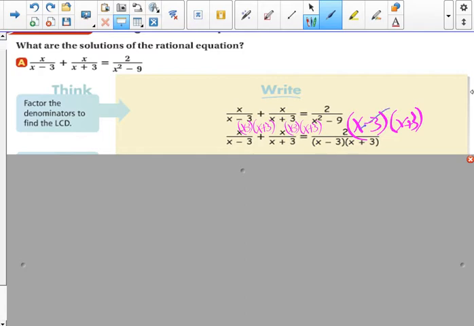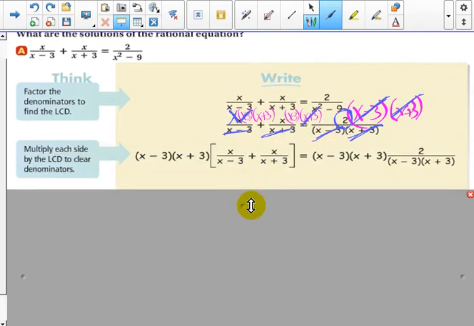The most fun thing in the world is to find what matches and get rid of it. So the x minus 3 goes away on the right, and the x plus 3 goes away on the right. And the only thing left standing is our lonely number 2. Now let's work on the left side. So I've got an x minus 3 down here, so I can get rid of the x minus 3 up there. And I'm left with x times x plus 3 for my first term. And then on the next term, we can factor out the x plus 3, and we're left with x times x minus 3.